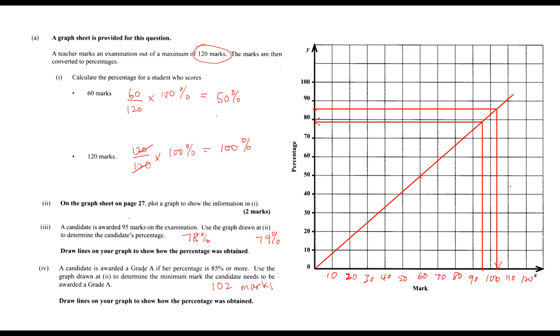Yes, 102 marks. So anybody that gets over 102 marks will get a grade A. Okay.